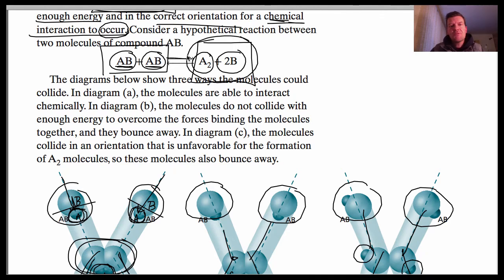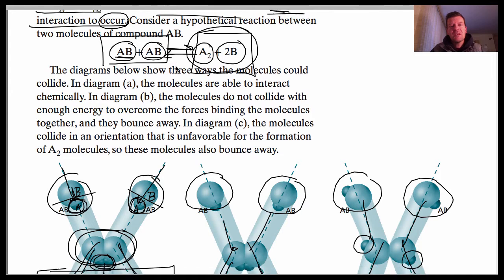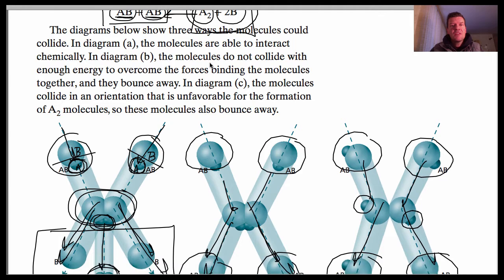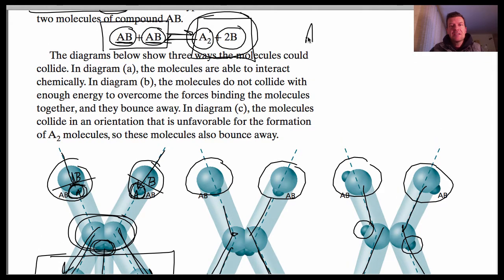Notice that this is a reversible reaction, meaning that with A2 and 2B, if the orientation and the collision happen again, the A2 molecule's bond could break, and you could go back to forming your two AB molecules. So this is a reversible reaction denoted by the two arrows pointing in either direction.